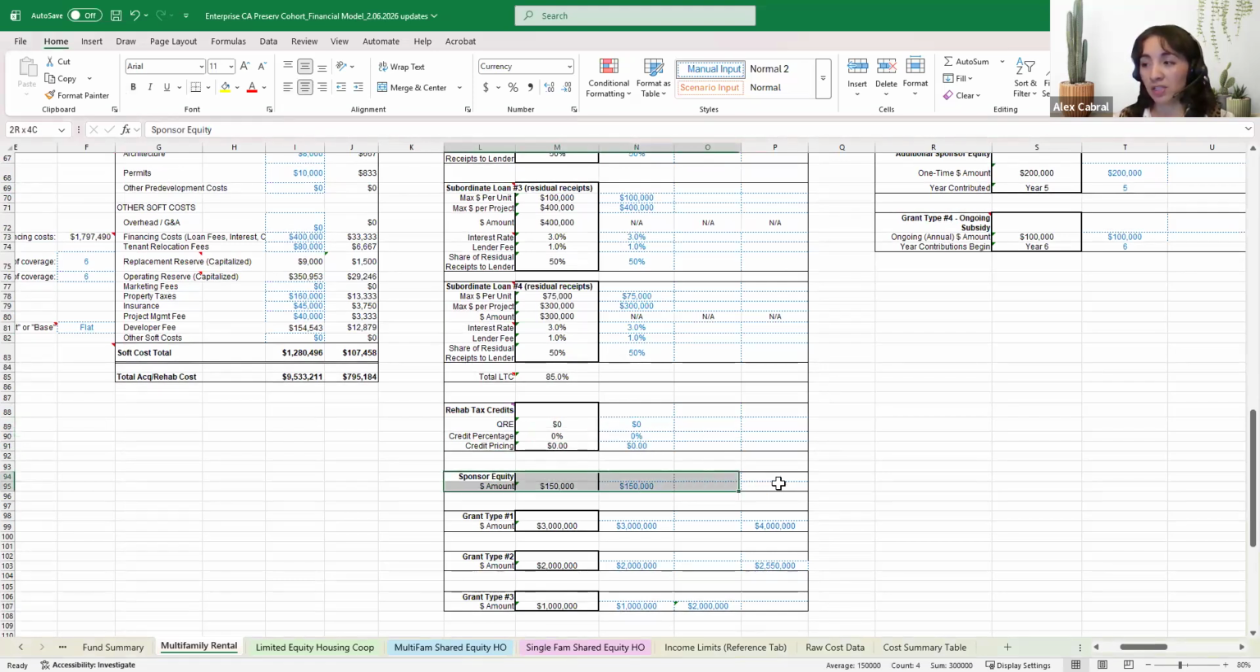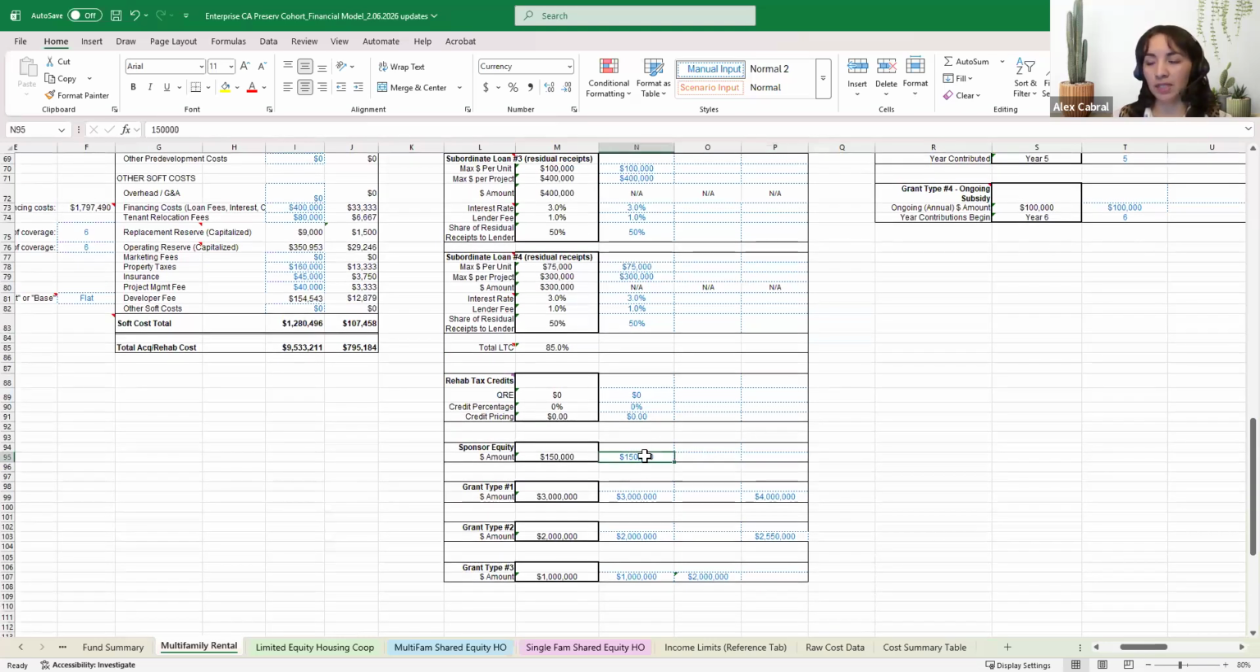We also have sponsor equity, which is often the equity requirement that the housing developer funds for pre-development, and that's the equity that's gone into the deal, or the lender requires a certain amount of equity, usually 5 to 12% that the developer has to put in before any loans are drawn on. That's the spot there. And then we have three different grant types, grant one, grant two, and grant three.